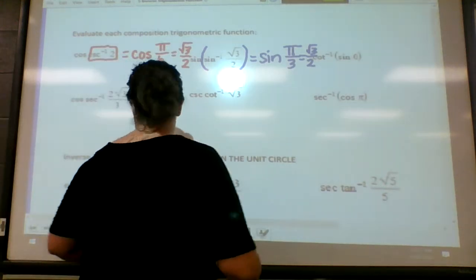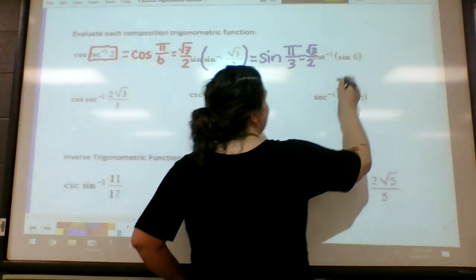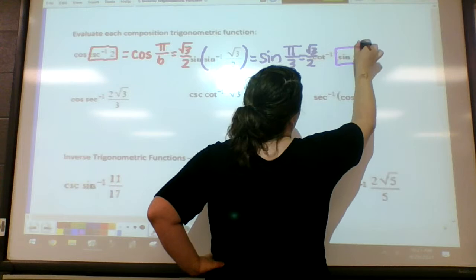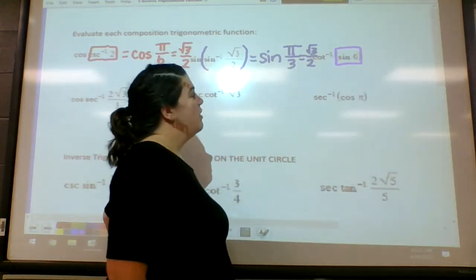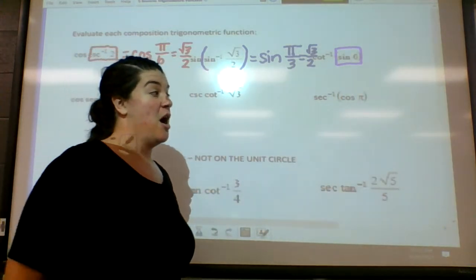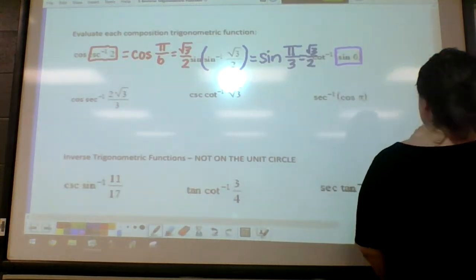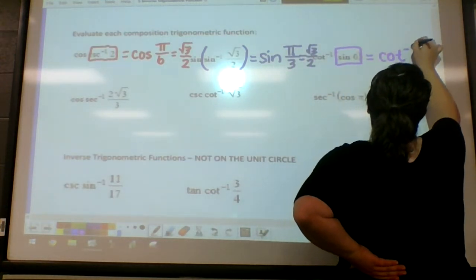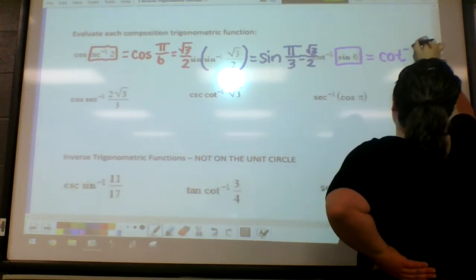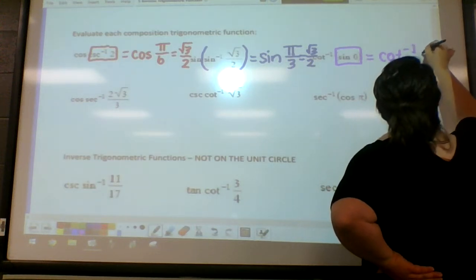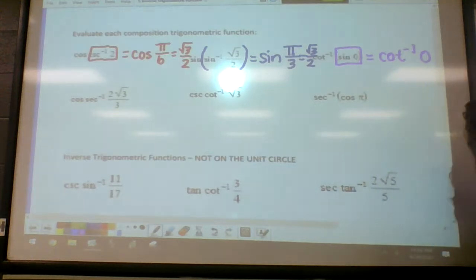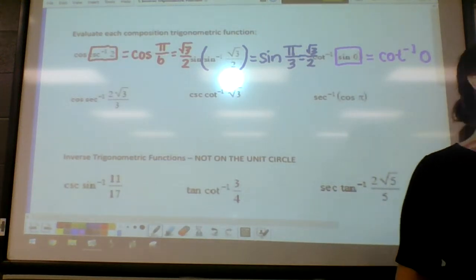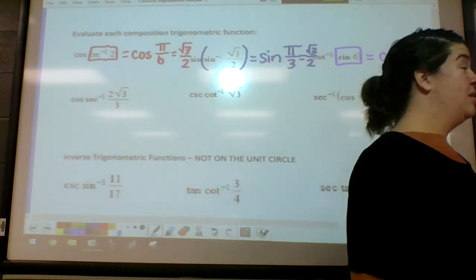Ooh, this one's backwards. Look at this guy. Wow. Backwards, yes? So the first part is, what is the sine of 0? 0. So then the next piece is saying, hey, what's the cotangent inverse of 0? Not the angle 0, but where is the cotangent equal to 0 now?